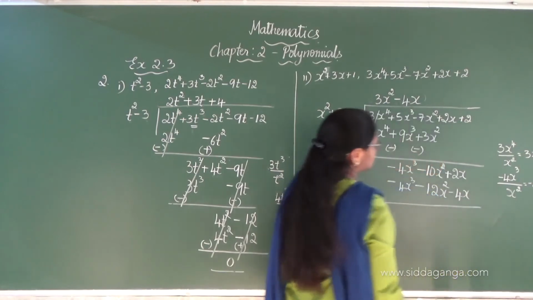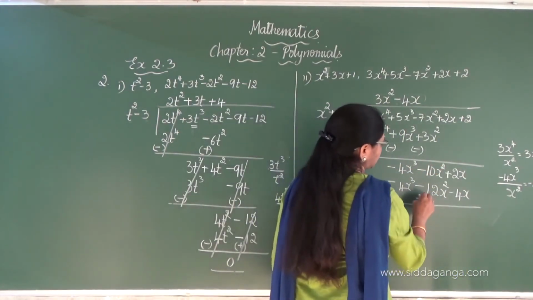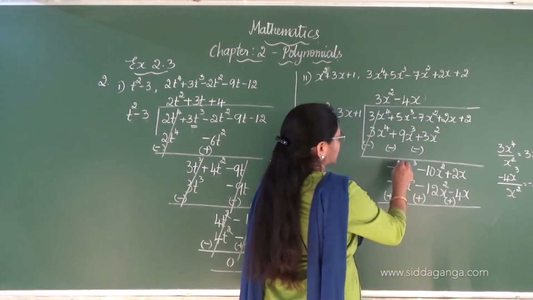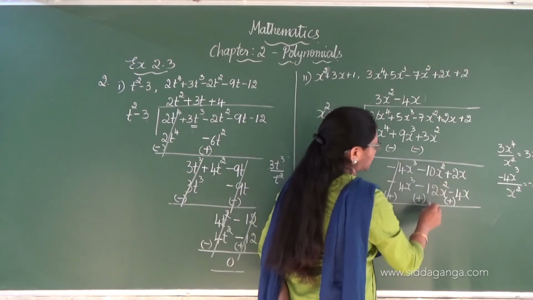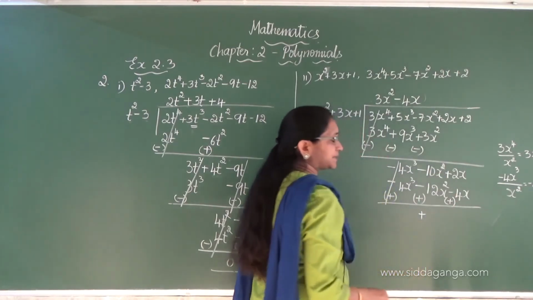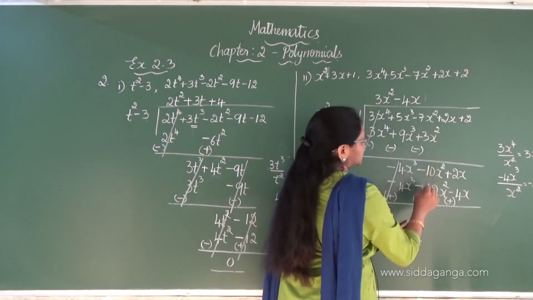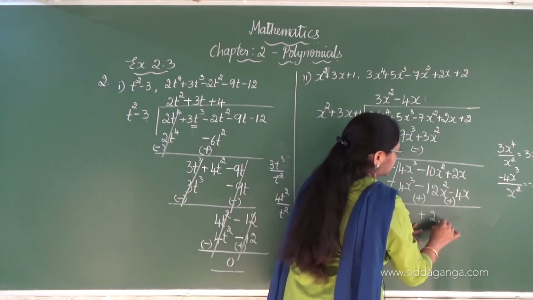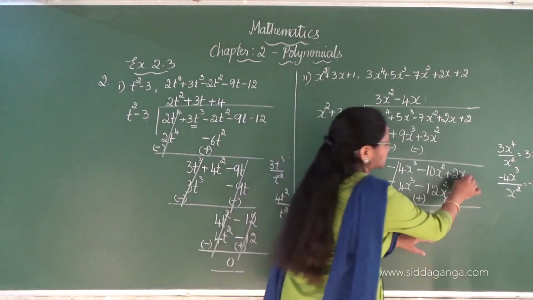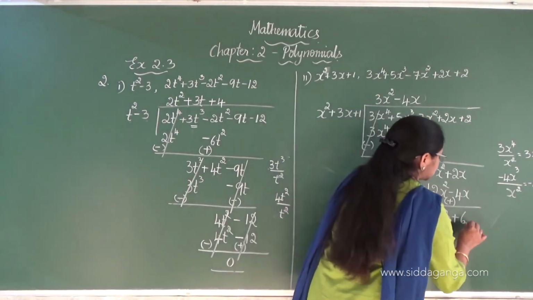Again, you need to change the sign. Plus, plus and plus. Gets cancelled. Now here, minus 10x square plus 12x square. So, greater number sign you should write. Then one is minus and the other one is plus. So, you have to find out the difference. Next, plus 2x, so both are plus, 6x.